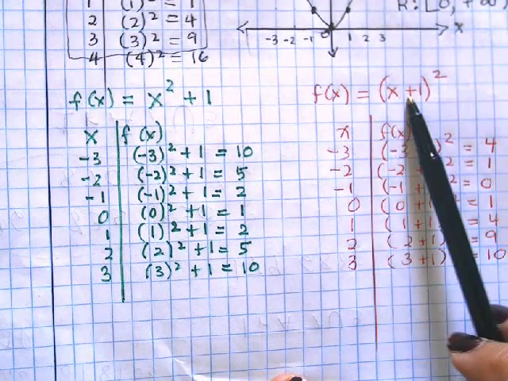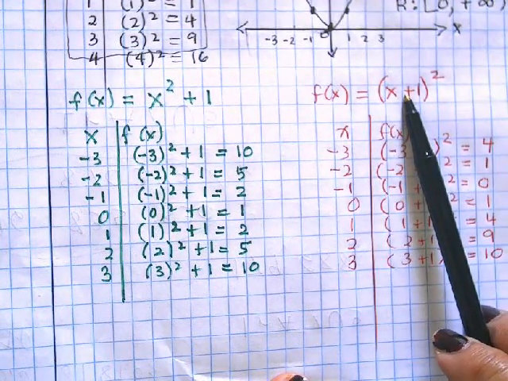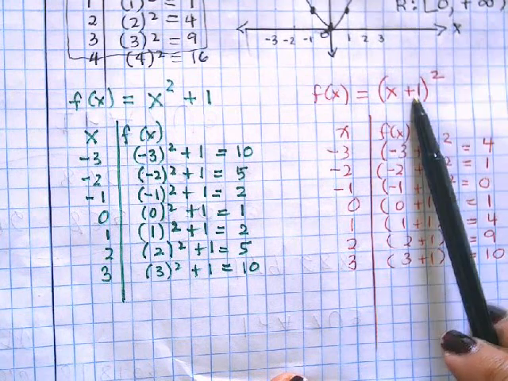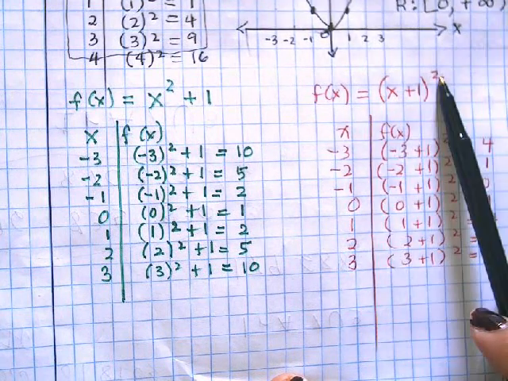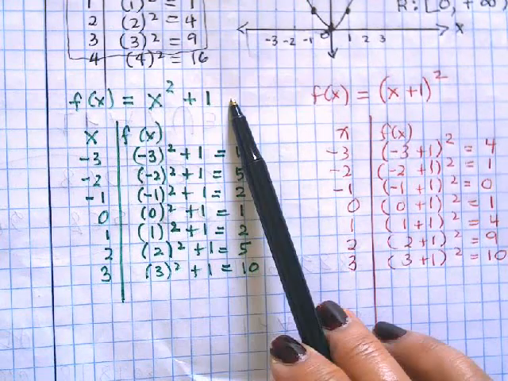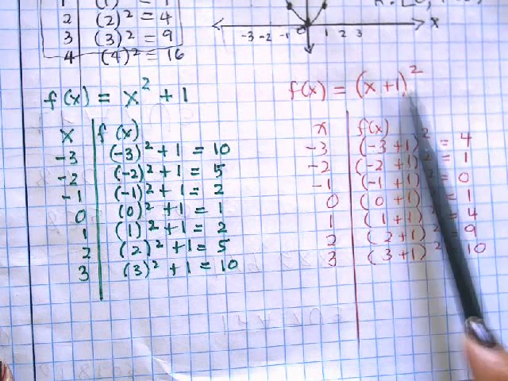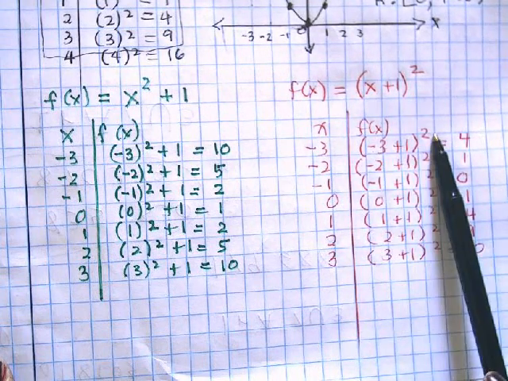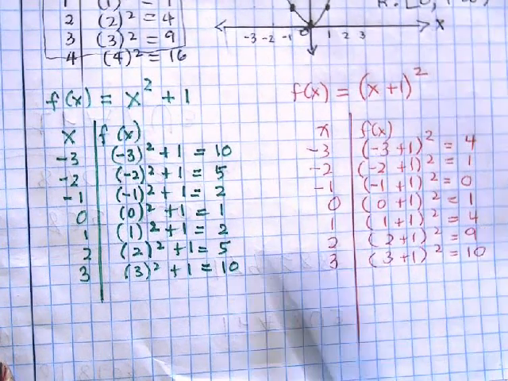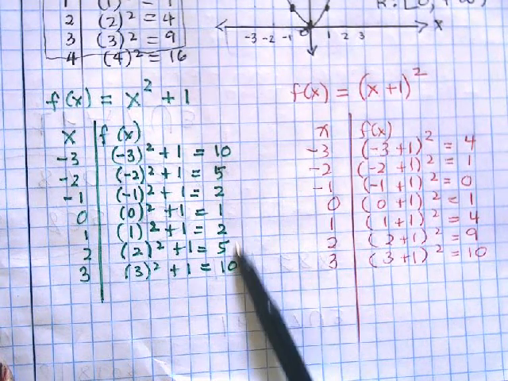So what's the difference when I put the 1 inside the parentheses? Basically I'm adding 1 to x before I square. Here you square before you add. So you substitute: negative 3 plus 1 is negative 2, squared, and we're going to get this. As you can see, there is a pattern here.